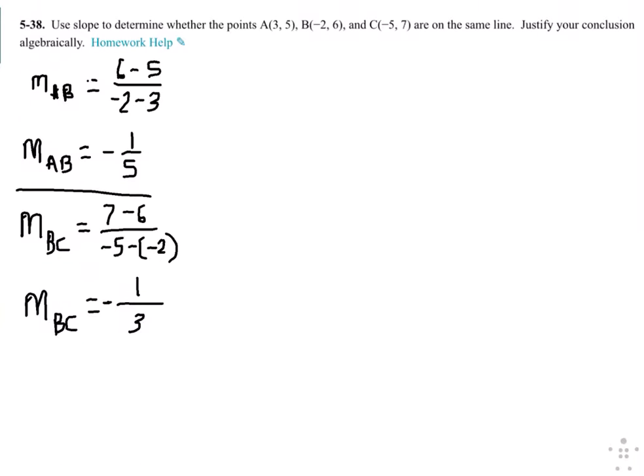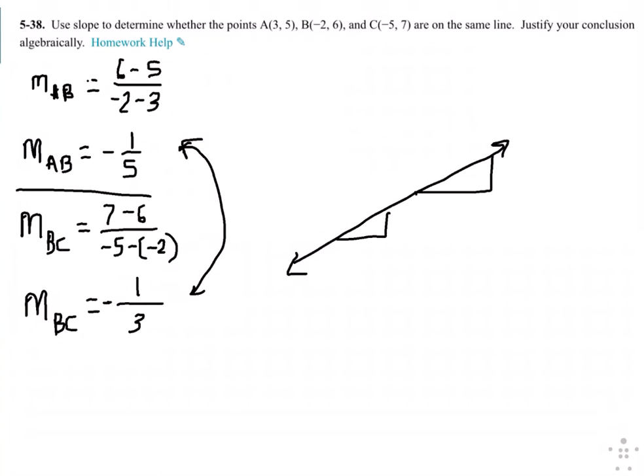Negative 1/3. So we don't even need to go any further because we already see that these two slopes are not the same, and they have to be. For a straight line, anywhere on this line, if I take the slope from here to here, or if I take the slope from here to here, this slope has to be the same. So are they on the same line? No, because the slopes are not the same, and we don't even need to do AC.